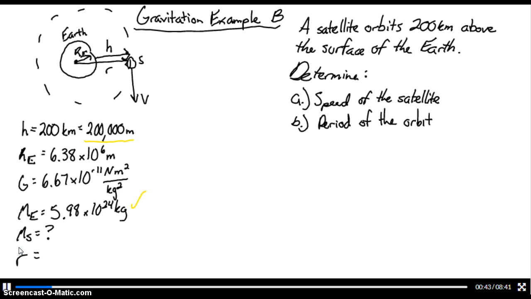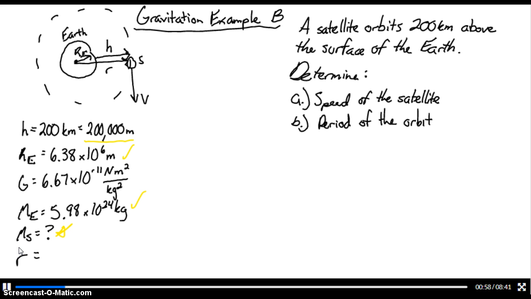We don't know the mass of the satellite. We'll see if that even makes a difference later or not. And of course, we know the gravitational constant is still 6.67 times 10 to the negative 11th. So I first asked you to determine the speed of the satellite.